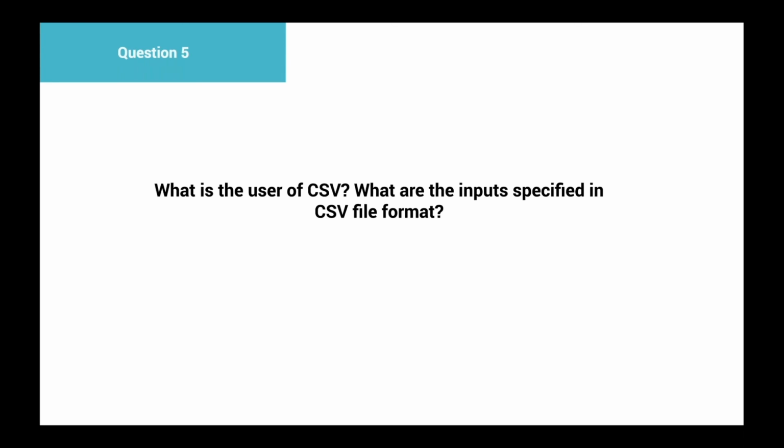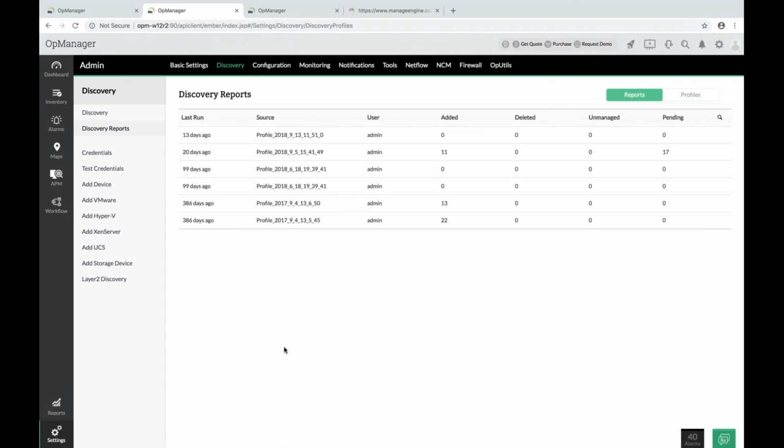What is the use of CSV? What are the inputs specified in the CSV file format? With CSV, you will be able to bulk import most of the devices in your network infrastructure. Now, let's say a user wants to import more than 200 or 300 devices in one shot, we already have an option with the IP range.